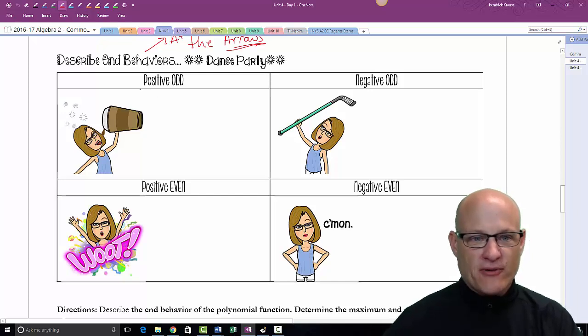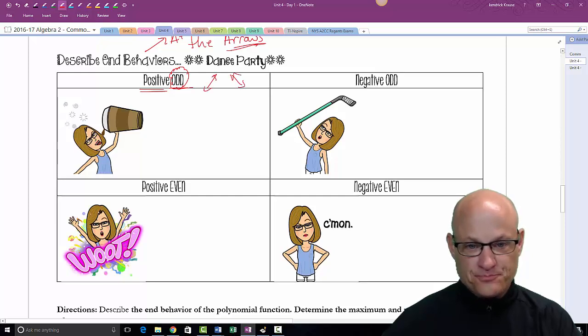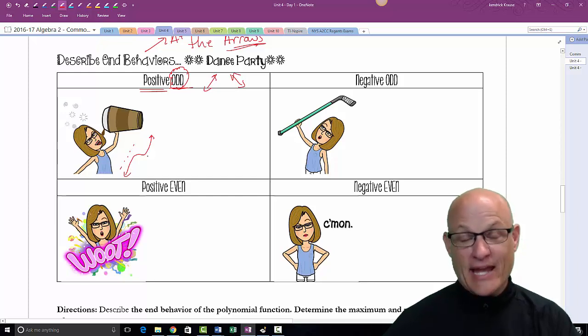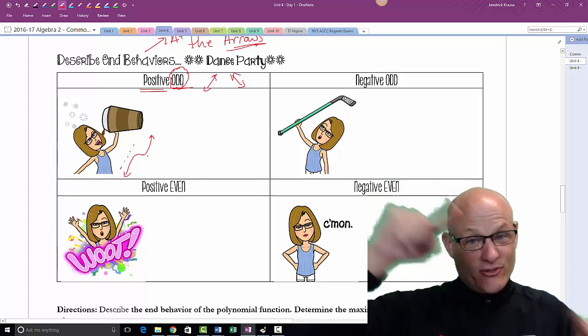So if you have a positive function and it's odd, first of all, you should start to recognize, oh yeah, odd goes up and down or down and up. So if it's positive and odd, now I don't want you to sketch. I want you to describe the end behavior. So it's kind of hard to do without a sketch. So I'm going to draw a quick sketch. So positive odd looks something like this, right? Isn't that got a positive slope? And it's odd, so it's going in opposite directions.